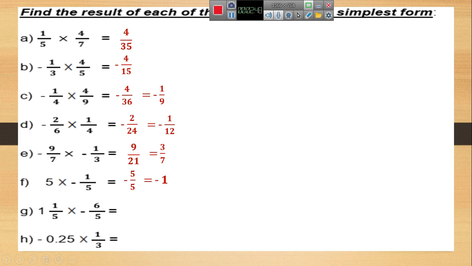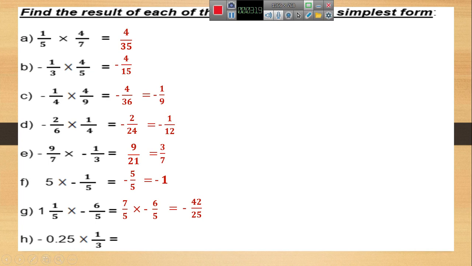To multiply a mixed number like 1 and 1 over 5, you have to make it an improper fraction. 5 times 1 is 5 plus 1 is 6 over 5. Okay, 6 over 5 times negative 6 over 5. Sorry for this mistake, this is 6 over 5. Okay, 6 over 5 times negative 6 over 5, we will get negative 42 over 25, because this is 7, so we will make it as 6.